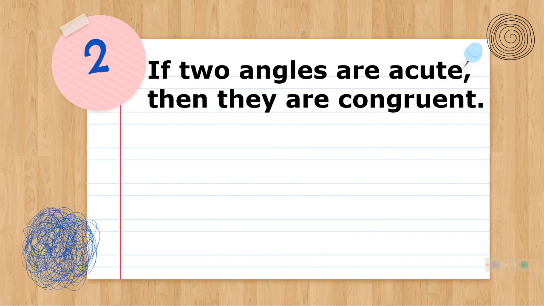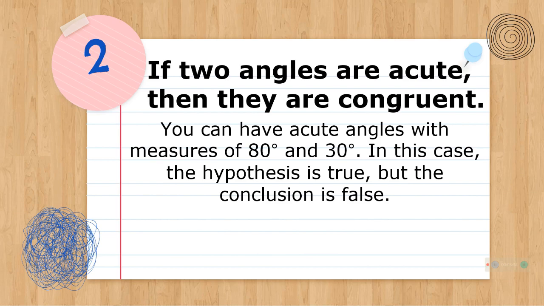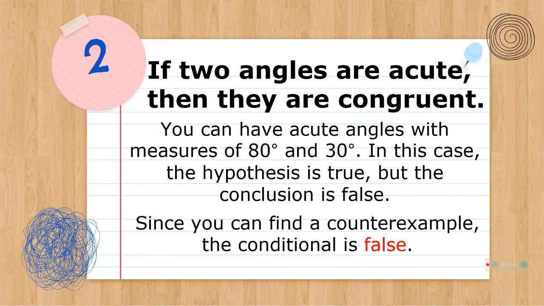If two angles are acute, then they are congruent. What do you think? Is it true or false? Let's see, I have here the explanation. You can have acute angles with measures of 80 degrees and 30 degrees. In this case, the hypothesis is true, but the conclusion is false. Since you can find a counterexample, the conditional is false. Do you get it?